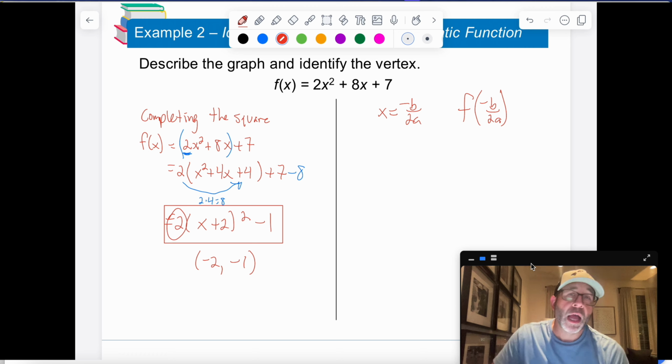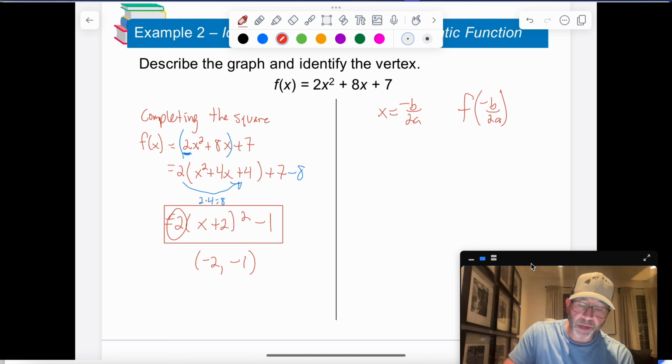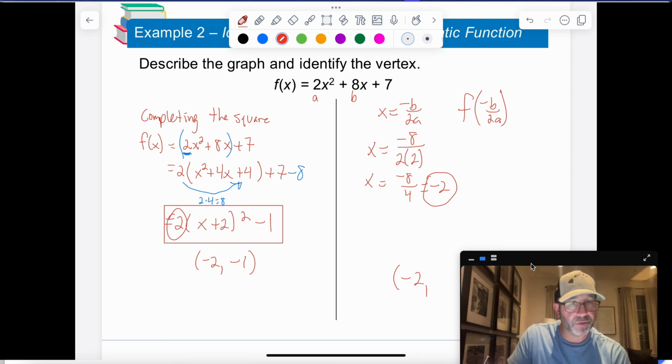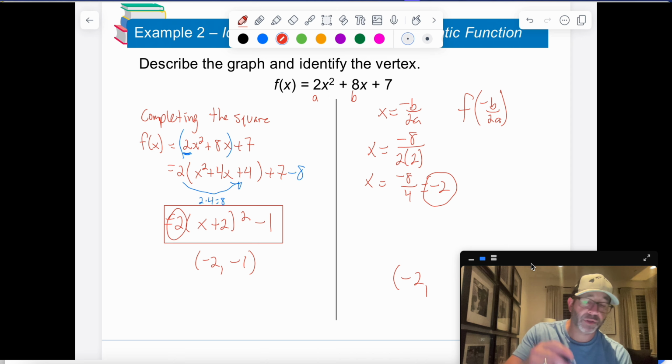Okay? How do I go about finding the vertex from just taking the equation and pulling values? Well, my a value in this is 2, my b value is 8, so x equals -8 over 2 times 2, which means that x equals -8 over 4, which is -2. So we have my vertex at -2. Once I know that -2 is my x value from this function, we can plug it back into the function, and that will give me my y value.